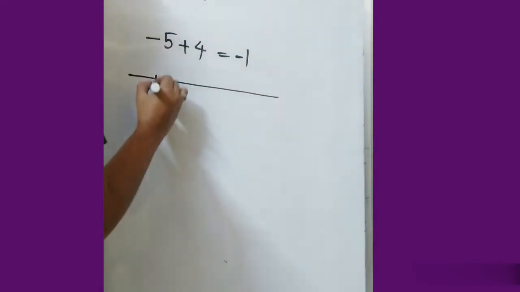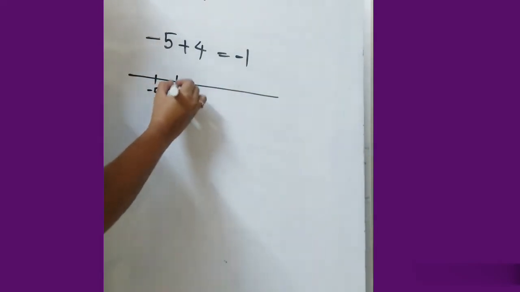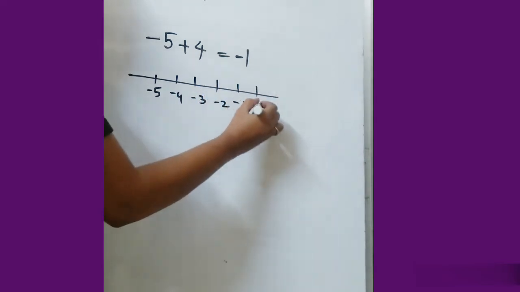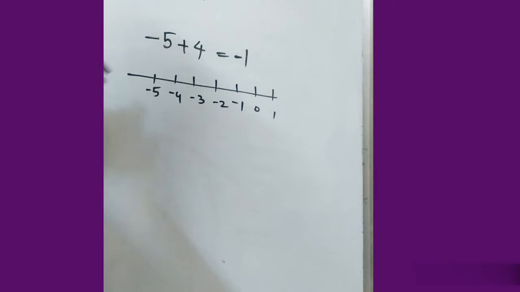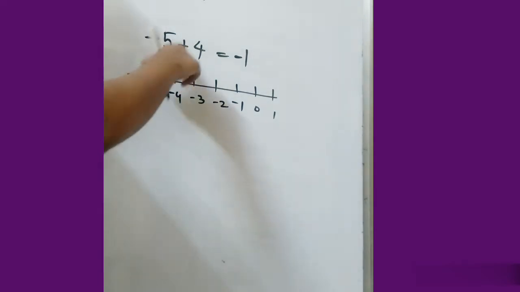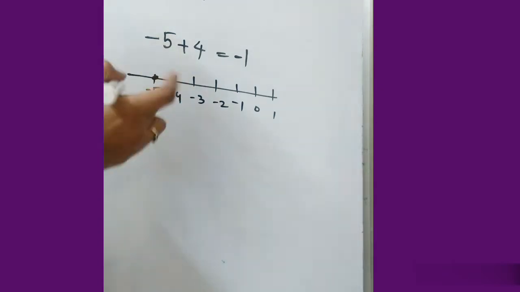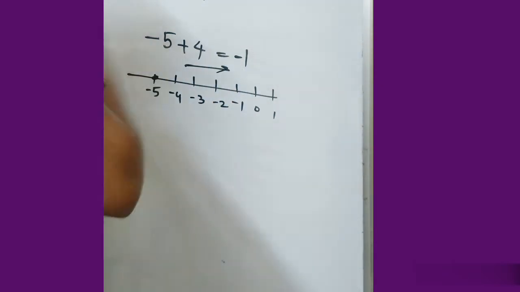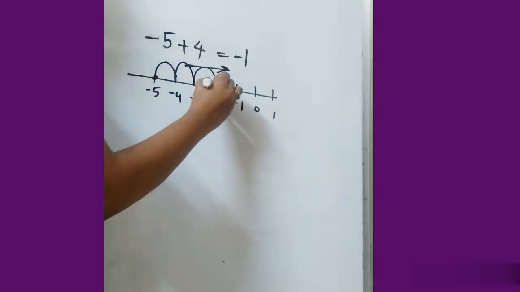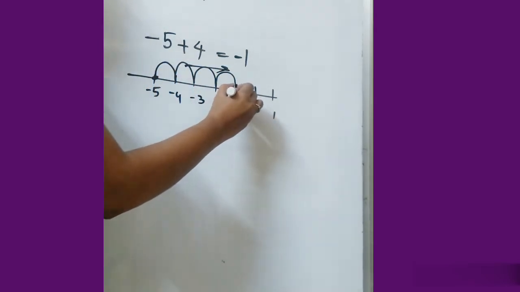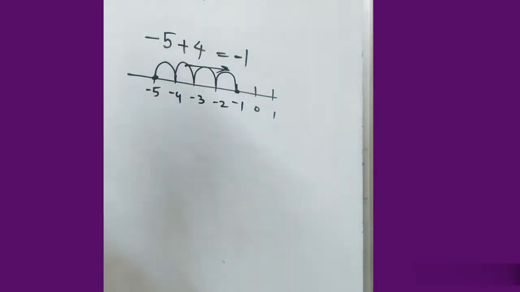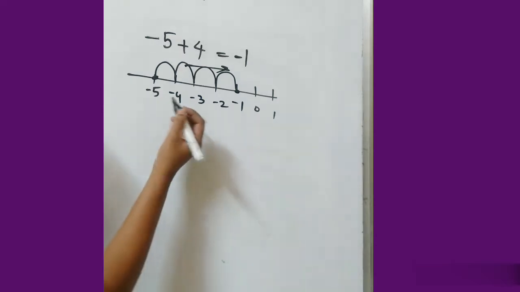Now we'll see using a number line, student. Minus 5, minus 4, minus 3, minus 2, minus 1, 0, 1. I am standing on minus 5 because that's the starting number, and plus 4 means it is increasing, so you will move towards the right. 1, 2, 3, 4. And where did we reach? Minus 1, student. So the answer is minus 1. Now we'll see the next one.